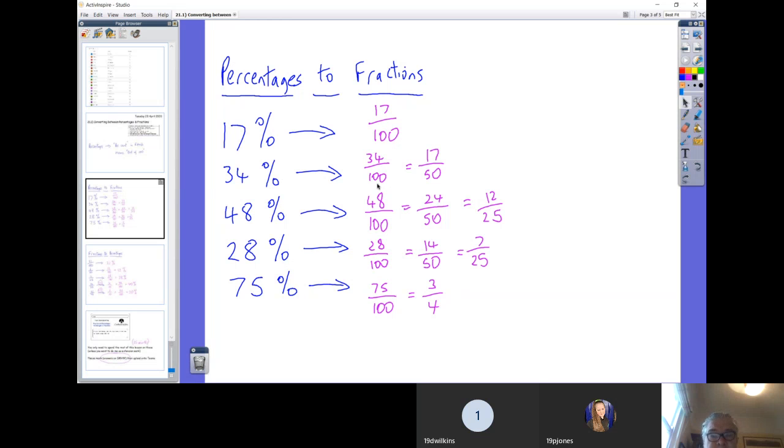34 out of 100, we can divide top and bottom by 2 to get 17 out of 50. 48 out of 100, we can halve it and then halve again to get 12 out of 25. Similarly with the 28 out of 100, we can halve and halve again. And 75%, you probably just know that's 3/4, but if you didn't, you're dividing top and bottom by 25 to get 3 out of 4.